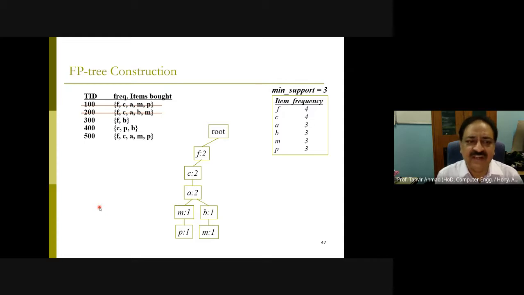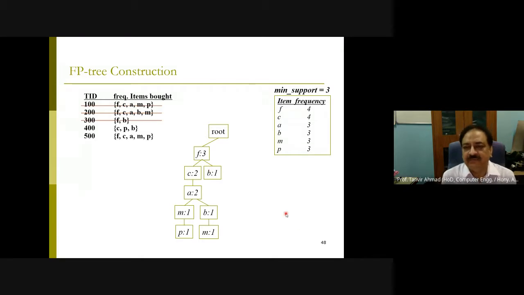Now let us take the third transaction, FB. You find that F is already there. Therefore, you just take one branch from F and not from the root, because F is already there. Therefore, I take one more branch over here, and here I increment the count of F from 2 to 3.